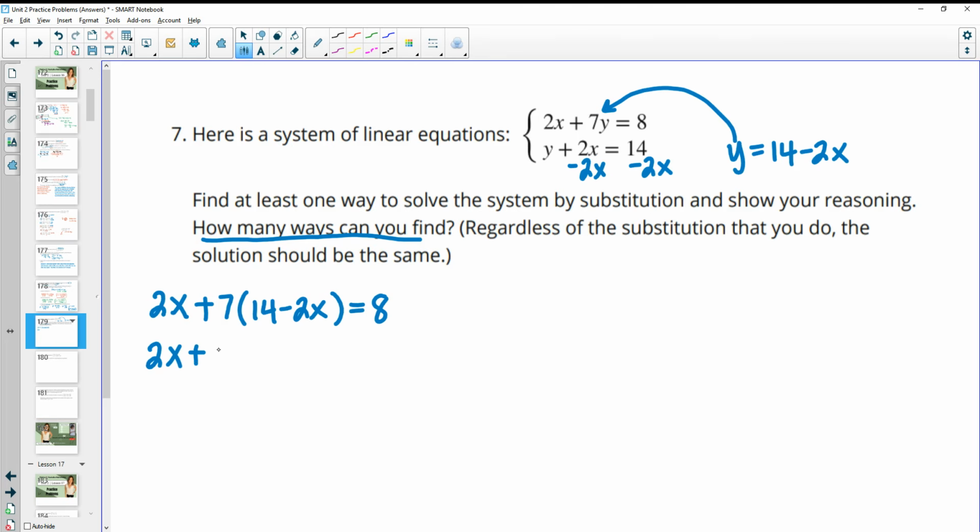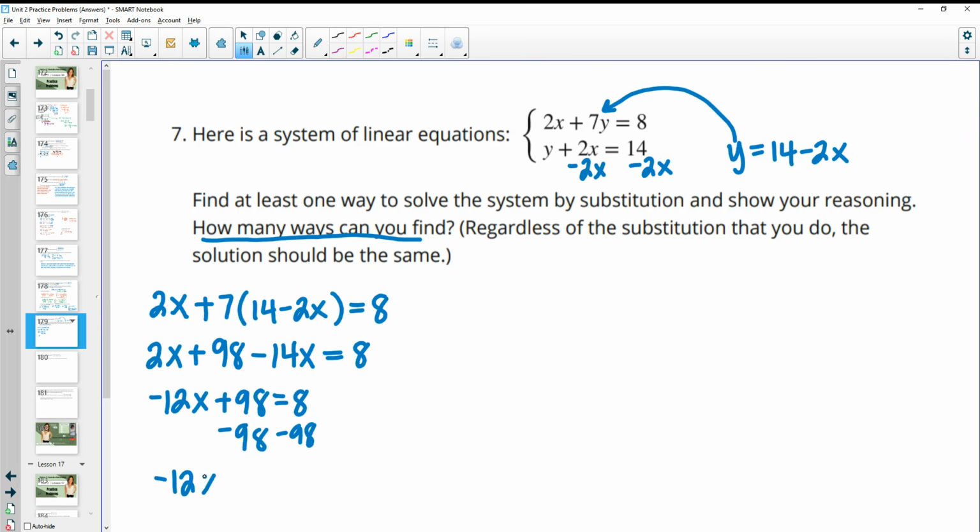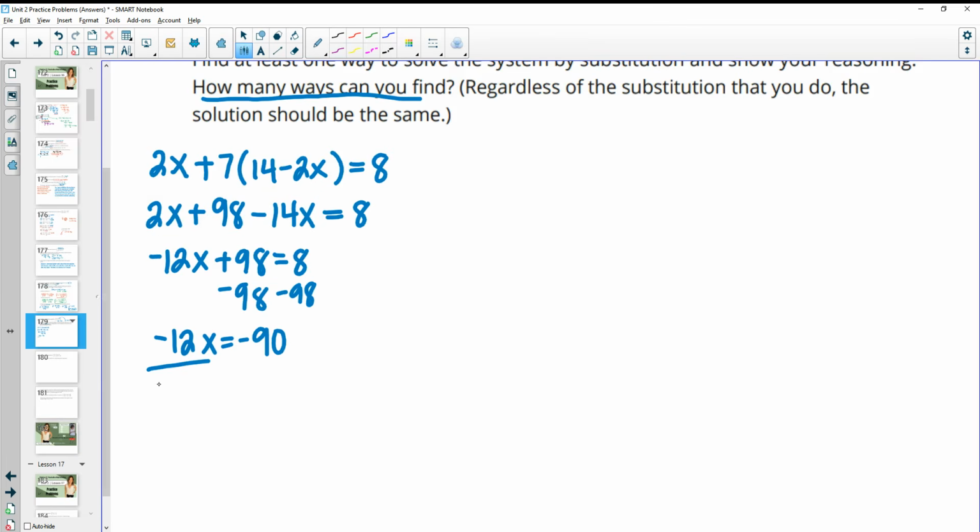So then we'll multiply the 7 times the 14, which gives us 98. And then 7 times negative 2x gives us negative 14x. Combine my like terms here, I get negative 12x plus 98 equals 8. Then we'll get the 98 and the 8 together by subtracting 98 from both sides. So I get negative 12x equals negative 90. And then when you divide by negative 12, we'll get that x equals 7.5.